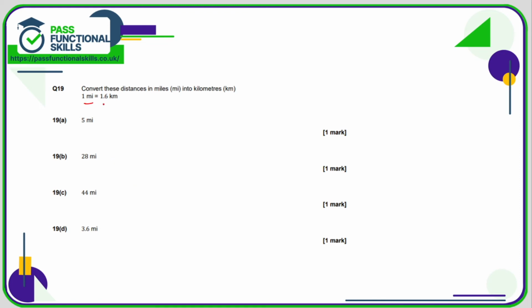We know that 1 mile is 1.6 kilometres, so 5 miles is going to be 5 times 1.6, 28 miles is going to be 28 times 1.6, 44 is 44 times 1.6, and 3.6 miles is 3.6 times by 1.6, and that works out as 8 kilometres, 44.8 kilometres, 70.4 kilometres, and 5.76 kilometres. Obviously, you're allowed a calculator for this question.